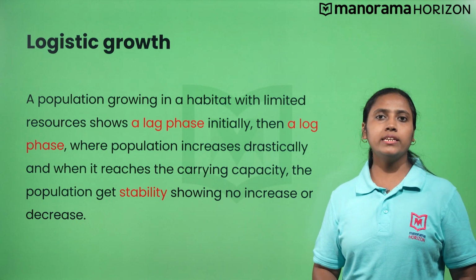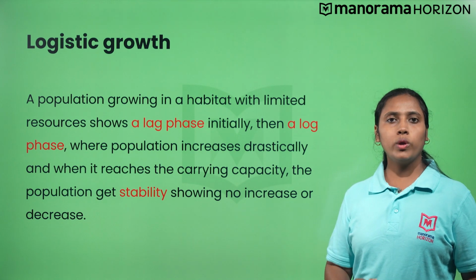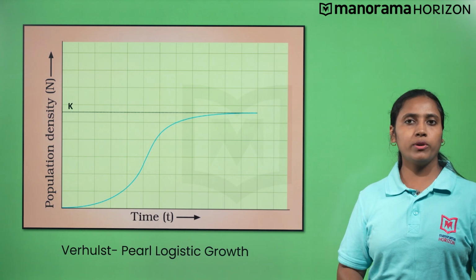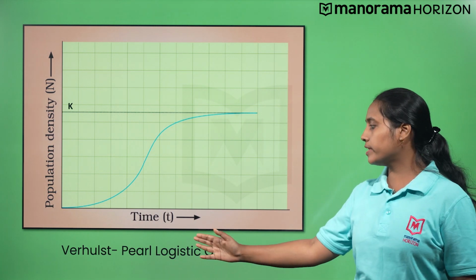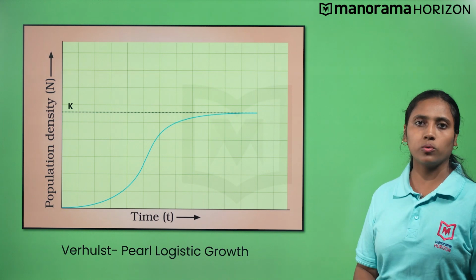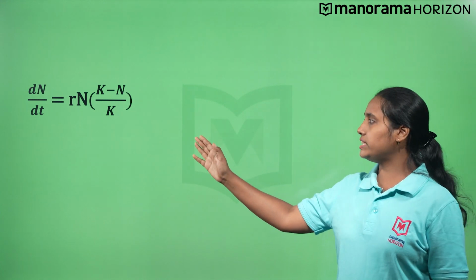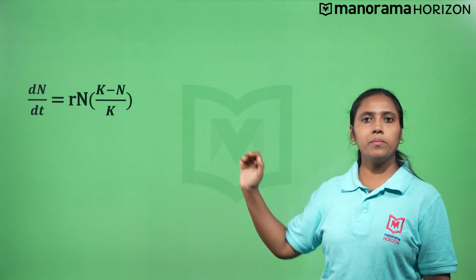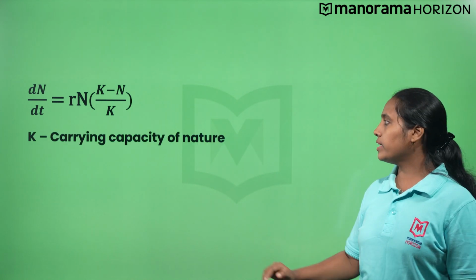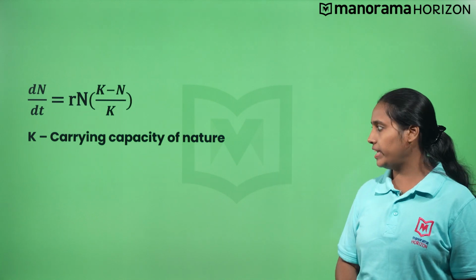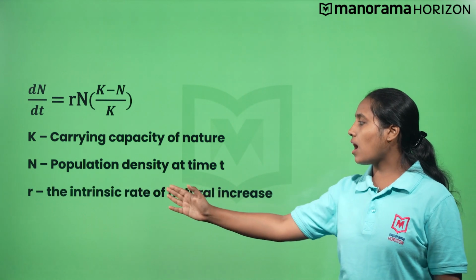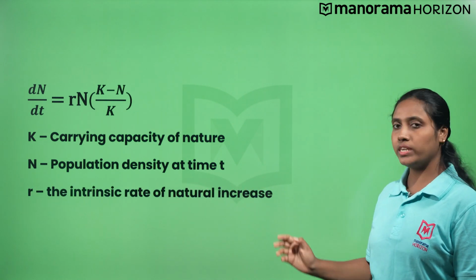If we plot N in relation to time, we'll get a sigmoid curve. This type of population growth is called Verhulst-Pearl logistic growth. It is described by the following equation. dN/dt = rN (K - N)/K, where K is the carrying capacity of nature, N is the population density at time t, and r is the intrinsic rate of natural increase.